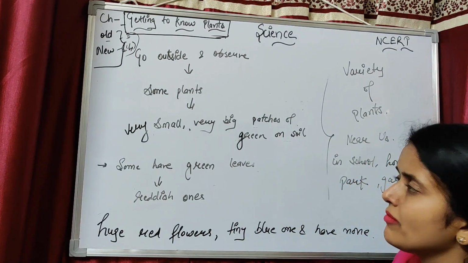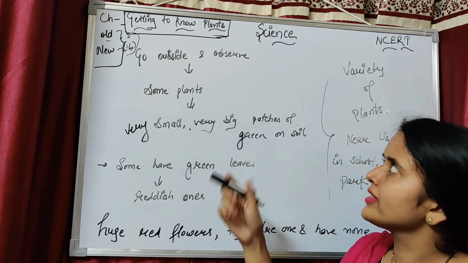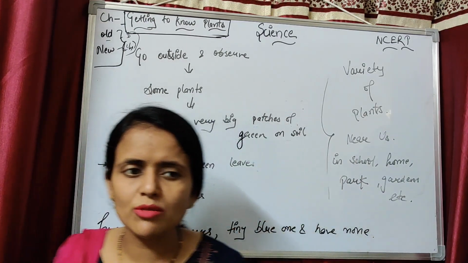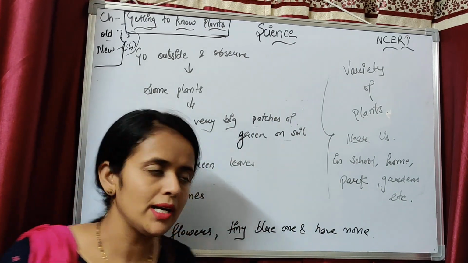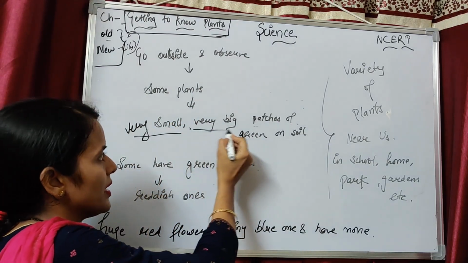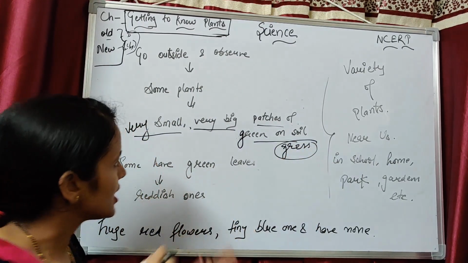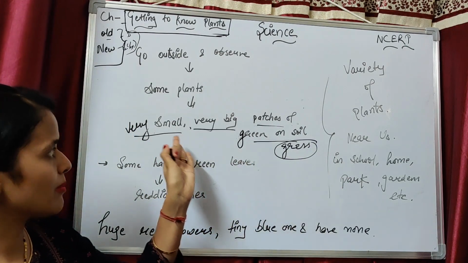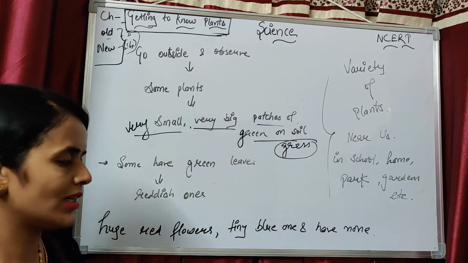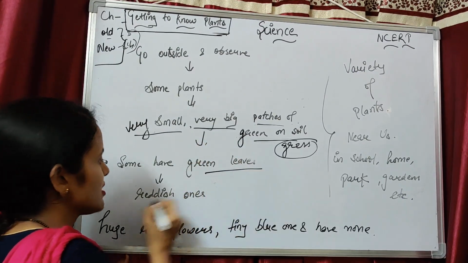Go outside and observe. You can say outside your home, house, whatever you call it. Some plants are there. Some are small, some are big, some are like patches of green, bushes, herbs, all different types of plants will be present there. I will mention three types here: some big, some very small, and some patches of green on soil, which are known as grass.